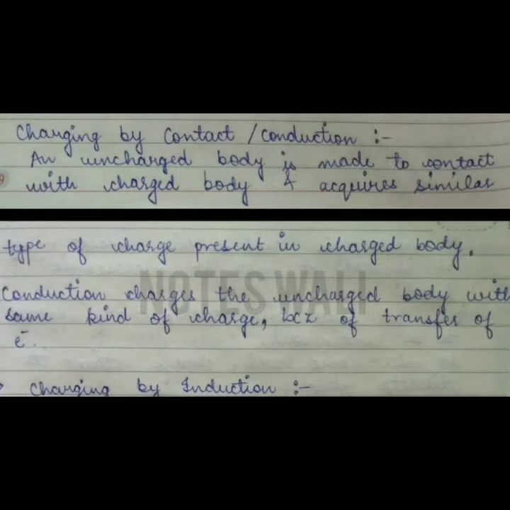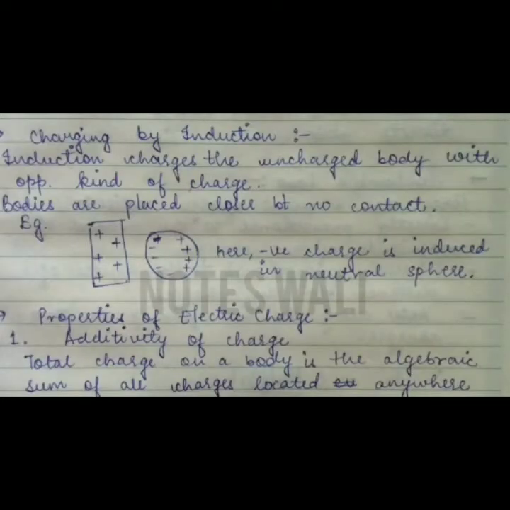In this process, an uncharged body is made to contact a charged body and it acquires the similar type of charge present in the charged body, whereas in charging by rubbing, the charge acquired by the neutral body is of the opposite type to that present in the charged body. The third method is charging by induction.